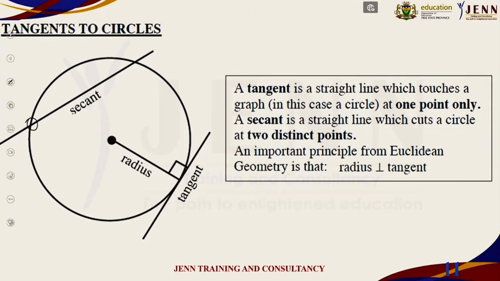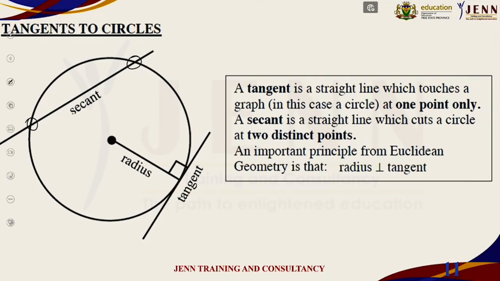An important principle from Euclidean geometry is that the radius is perpendicular to the tangent. A radius is perpendicular to the tangent. If I remember very well, it is one of the 9 theorems that we have learned in grade 11. That will be theorem 7, which says a line drawn from the center of a circle to the circumference of a circle will be perpendicular to a tangent.